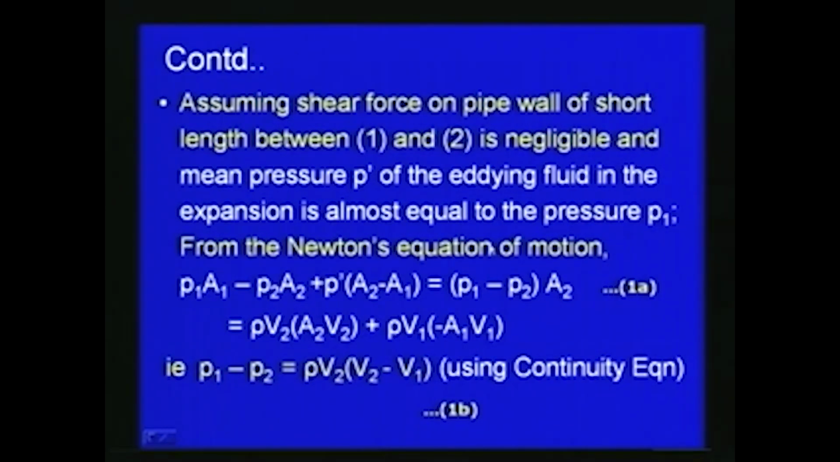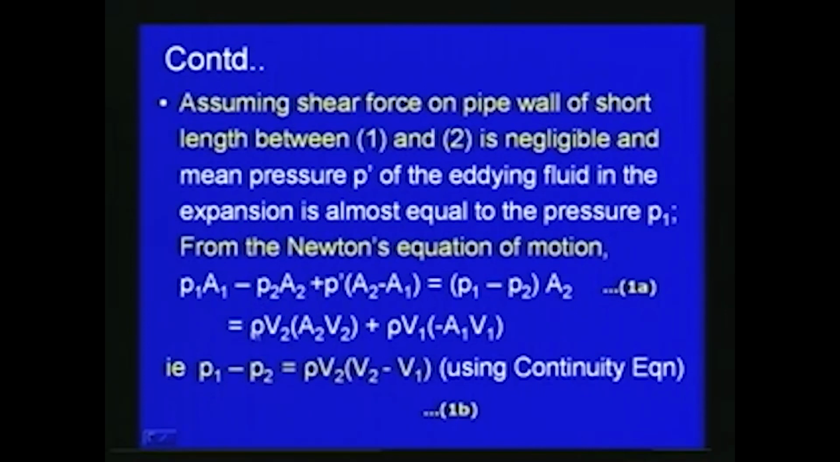So, from Newton's equation of motion we can write P1 A1 minus P2 A2 plus P dash into (A2 minus A1) is equal to (P1 minus P2) into A2, as in equation number 1a. Here we assume that P dash is equal to P1. That is why we got (P1 minus P2) into A2 in this equation.